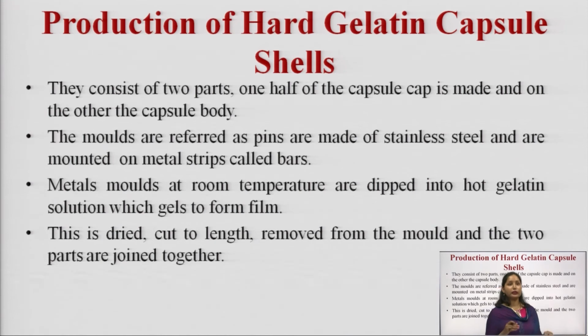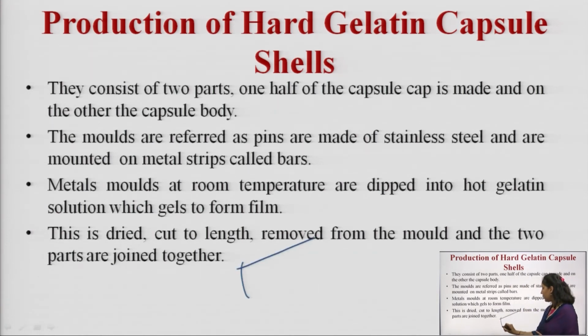Then the manufacturing machine consists of two parts. On one part the capsule cap is prepared, and on the other part the capsule body. One half of the machine makes the capsule cap, and the other half makes the capsule body. The molds are referred to as pins and are made of stainless steel and are mounted on metal strips called bars. So, actually what happens in the manufacturing is that we have a bar in which the stainless steel molds are there, and these stainless steel molds are dipped into the hot gelatin solution.